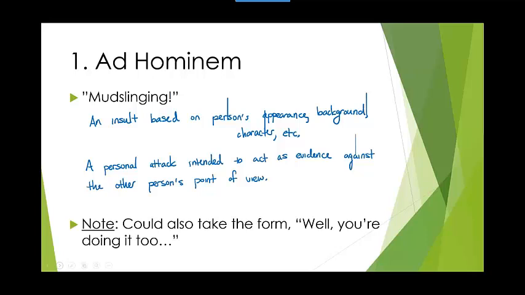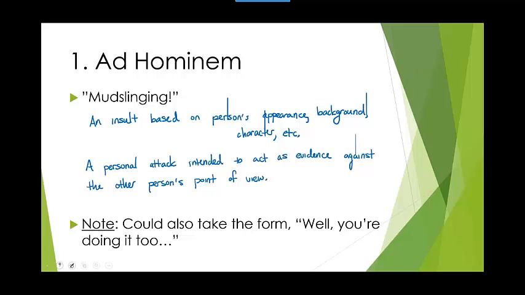Another form of ad hominem is the "you're doing it too" kind of thing. So, for example, your roommate might tell you that you should wash the dishes in the kitchen so that the kitchen isn't messy. And you could say, well, you never wash the dishes either, so why should I? And that's not really an argument against the fact that you should still wash your dishes. That's just trying to bounce it back to them, which is not a legitimate argument.